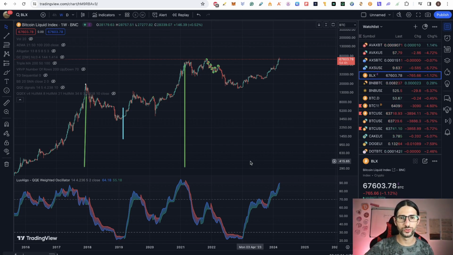So why do you want to use this indicator? Well, right now we are really in a very overbought situation on crypto. Bitcoin is already $10,000 down from 73.